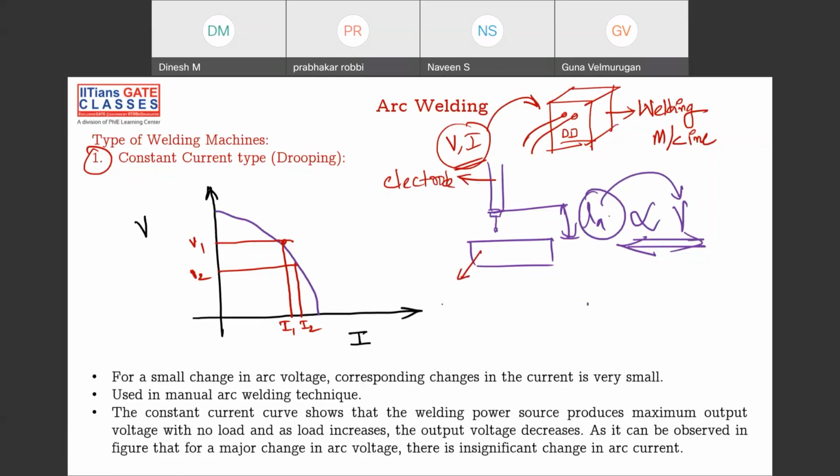And this is your workpiece, and this is the distance between the workpiece and the electrode. This is given as the arc length, right?